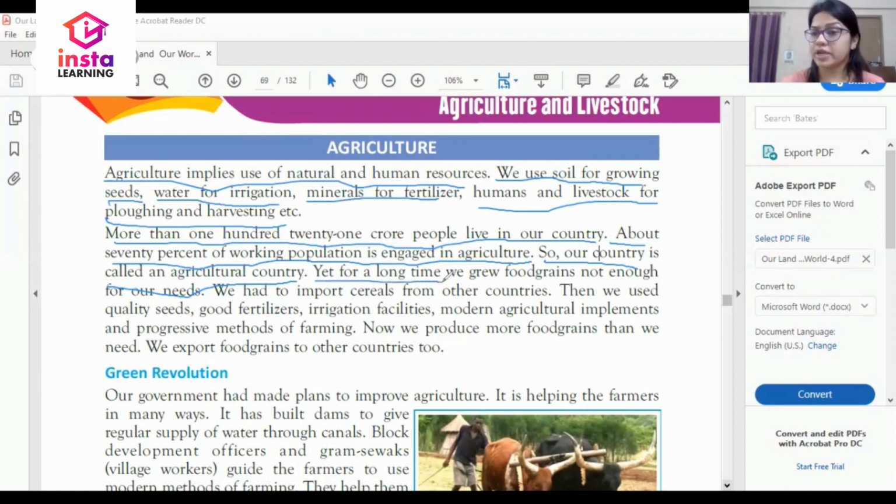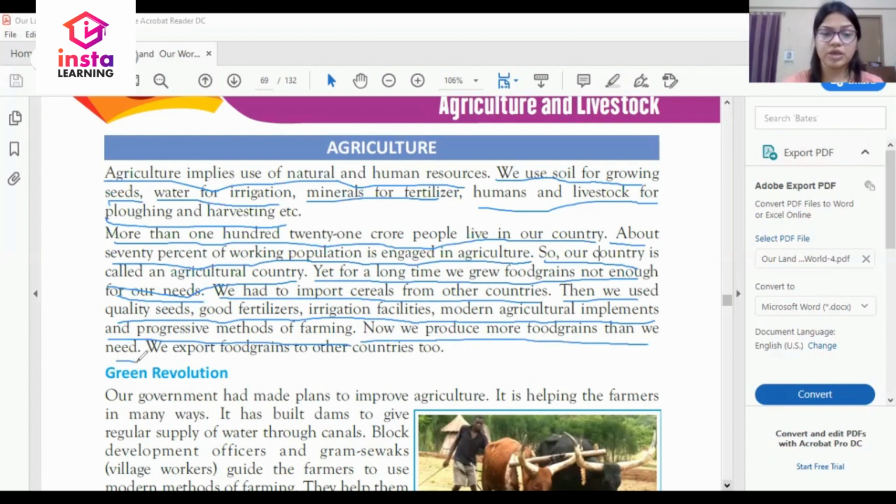Yet for a long time we grew food grains not enough for our needs. We had to import cereals from other countries. Then we used quality seeds, good fertilizers, irrigation facilities, modern agriculture implements, and progressive methods of farming. Now we produce more food grains than we need. We export food grains to other countries too. Dear student, this is a very important part of the chapter.